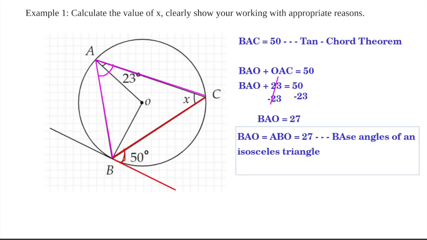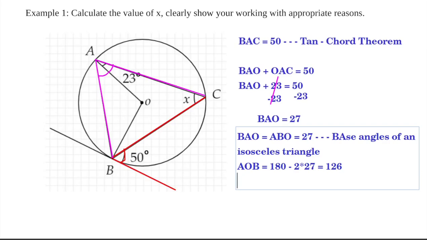Then from there, if we use the sum of angles in a triangle, this is 27 plus 27, giving me 54. Take it away from 180 and you are going to get that angle AOB is equal to 180 take away 2 times 27. This is going to give you 180 take away 54, which is 126.